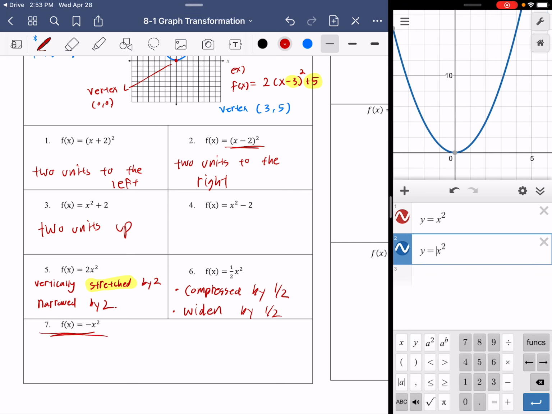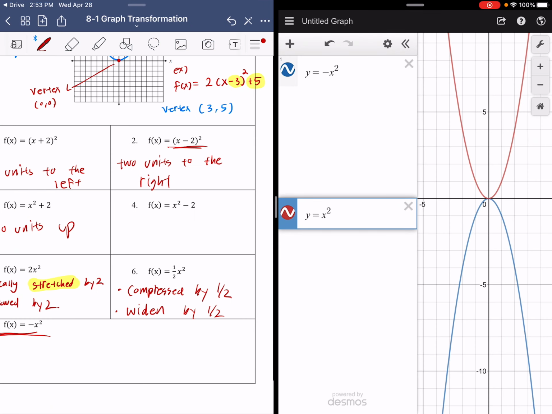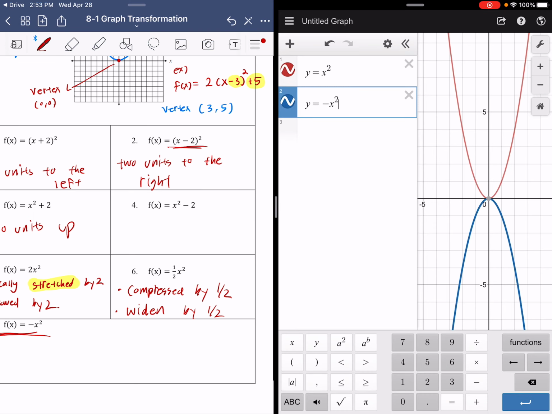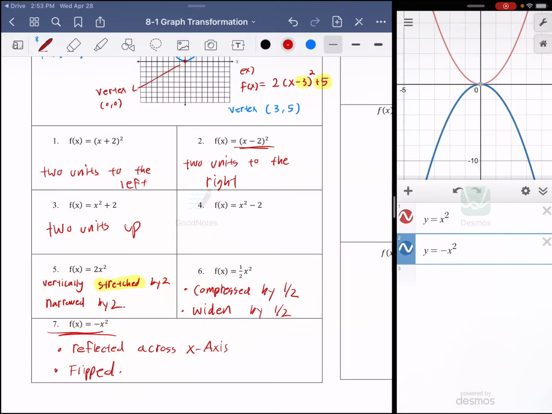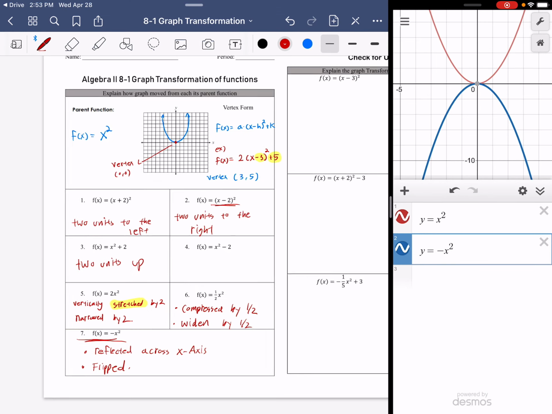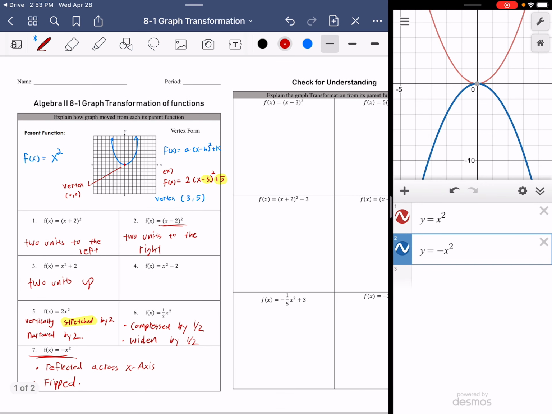Right, question number 7. What about if you put a negative in front of x squared? What happens? Can you see the graph just got flipped? There are a lot of ways of saying it, but normally we see it as reflected across the x-axis, or you can say flipped, whichever makes you happy. So these are the graph transformations, the effects on the graph.